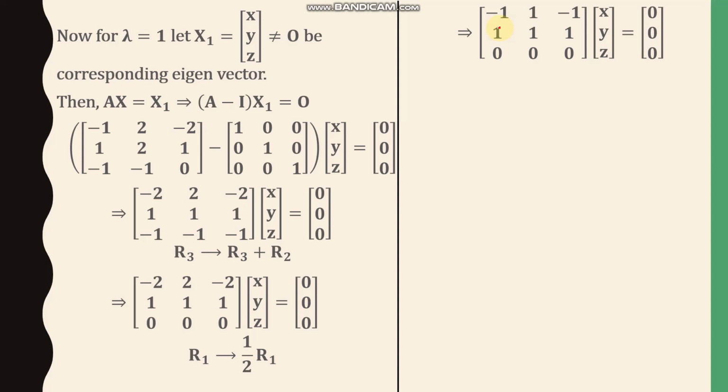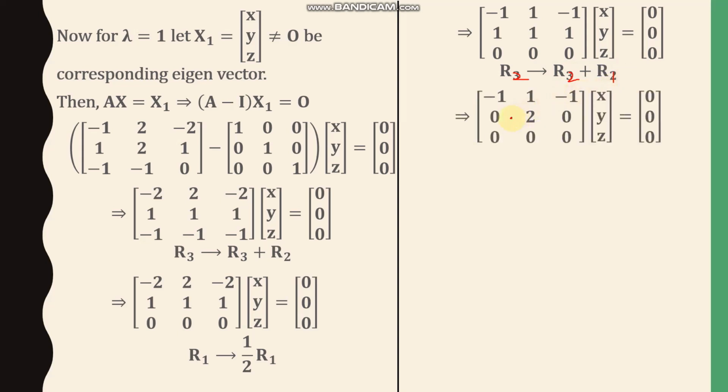Then you can add the first row to the second row. I'm sorry, apply the transformation R2 goes to R2 plus R1. Apply this transformation, so you get minus 1, 1 minus 1, 0, 2, 0. Now just make the equations here. So minus x plus y plus z minus z equal to 0 and 2y equal to 0.